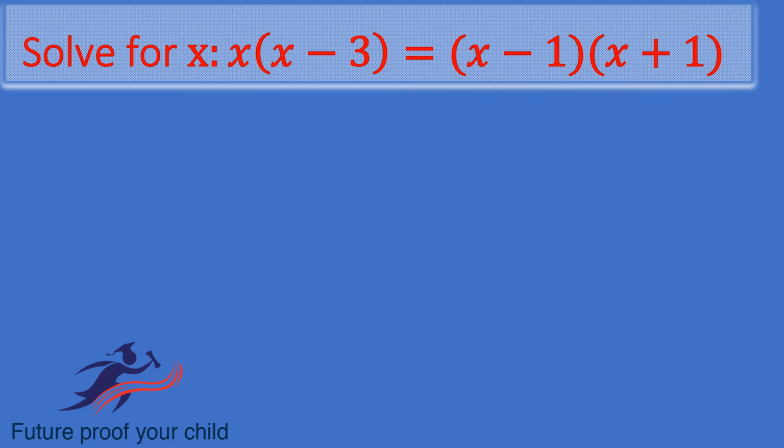Right, brackets, brackets, brackets. So let's get rid of them. Let's distribute into the bracket. X times x is x squared. X times -3 is -3x. And then you guys remember BODMAS.